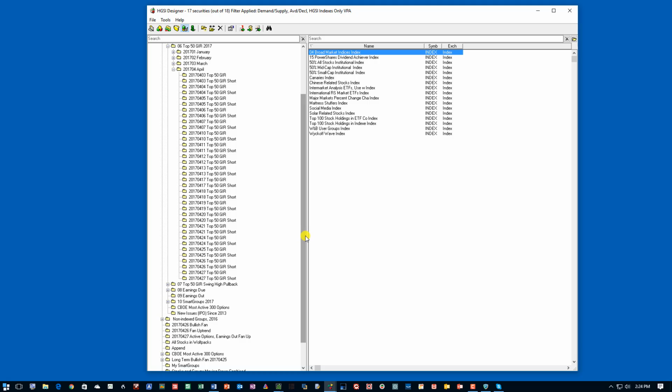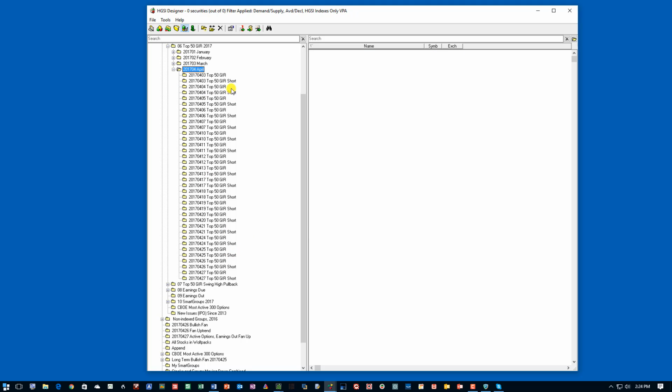I've been doing this for a couple of months now, and you can see that in April I have my top 50. The top 50 stocks are pulled from what we call smart groups, and the stocks which appear most often are going to appear in the top 50. That is in the smart groups which I select. And the short side is just the reverse of that.